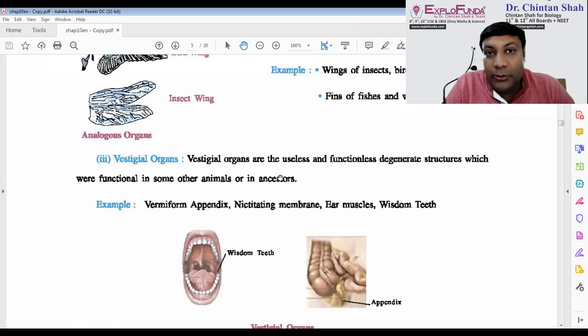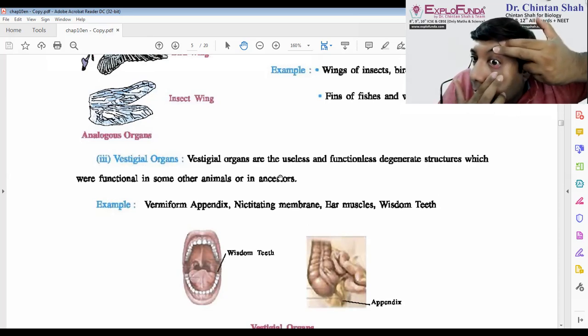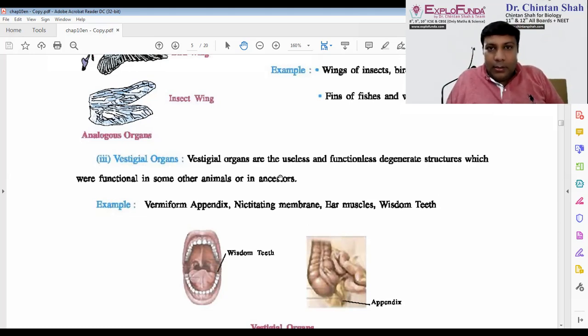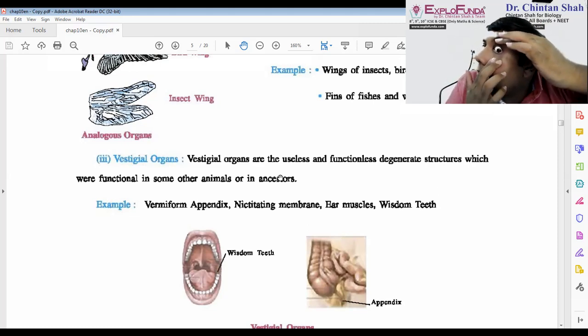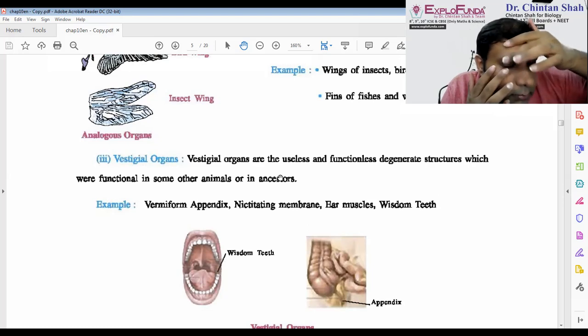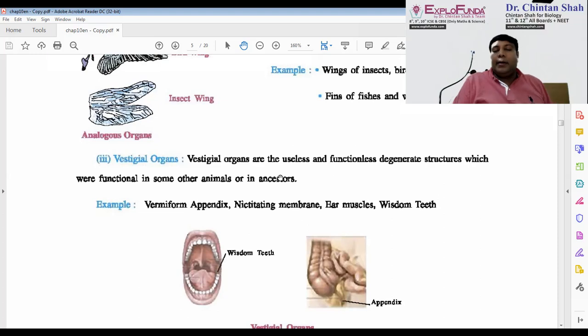So let me show you the nictitating membrane in our eyes. Yes, sir, do we have it? Yeah, we have it. Let me show you. In the corner of the eye you can see a dot is present. A pink colored dot is present in everybody's eye, and that dot is known as the nictitating membrane.